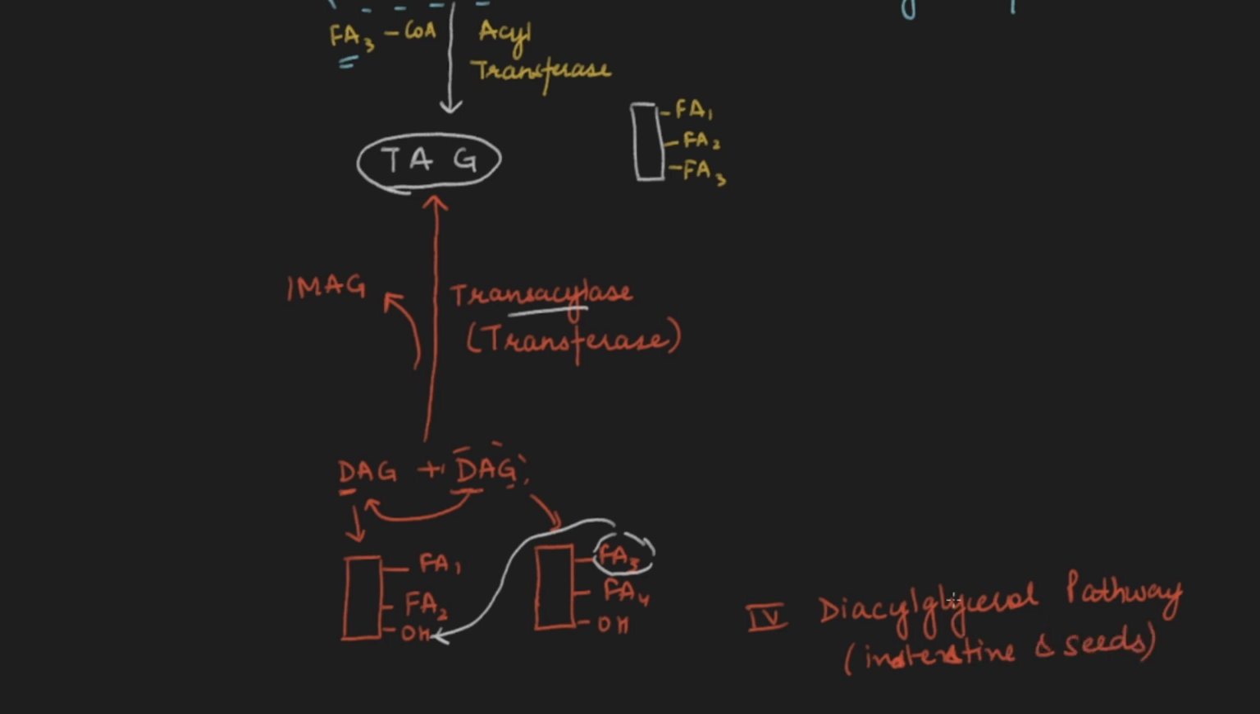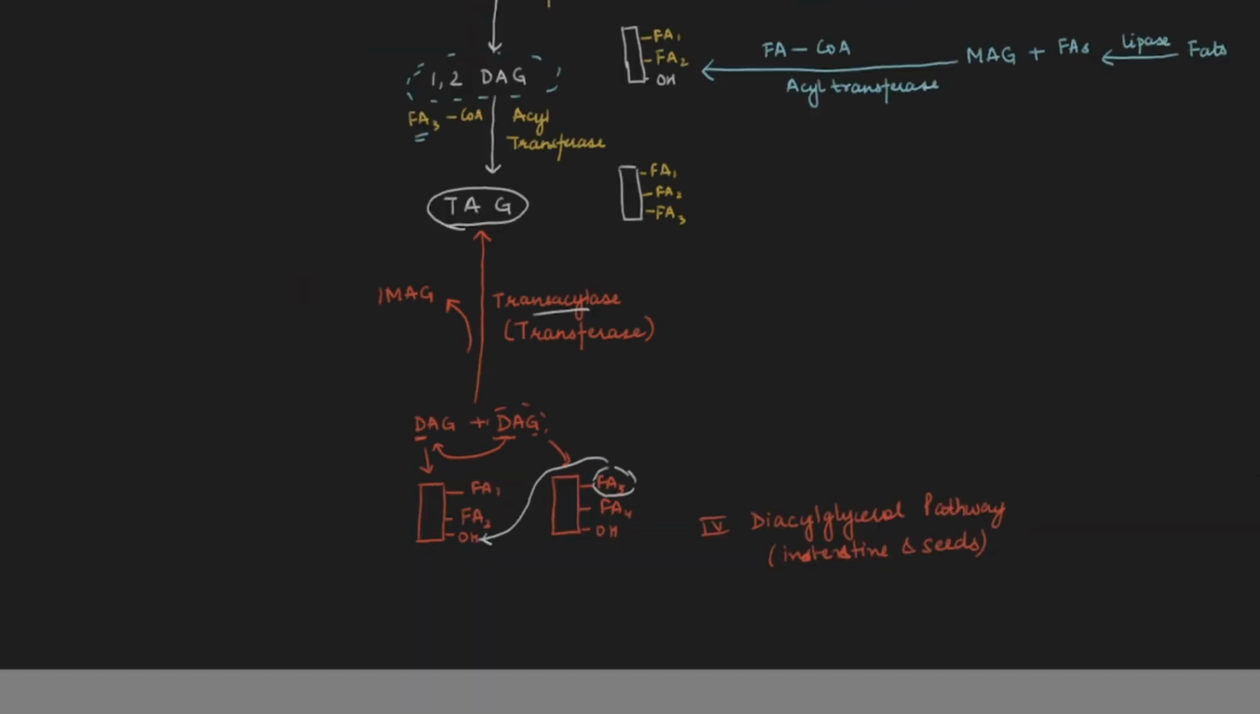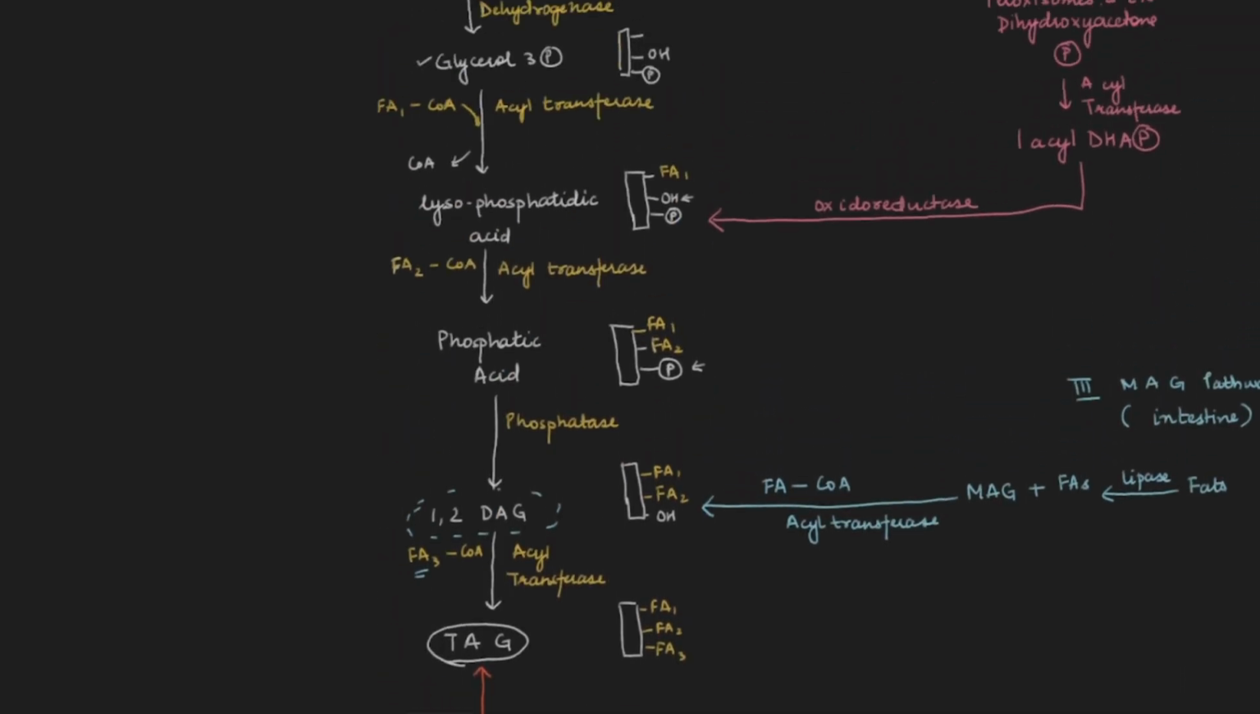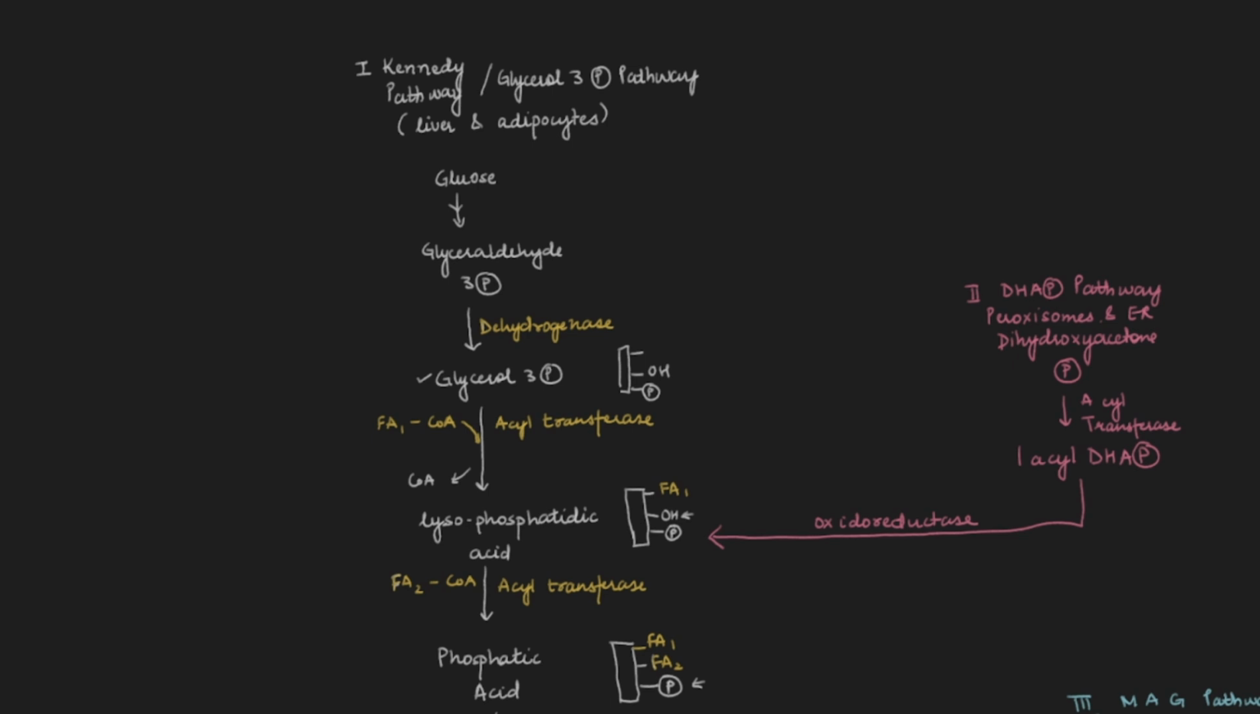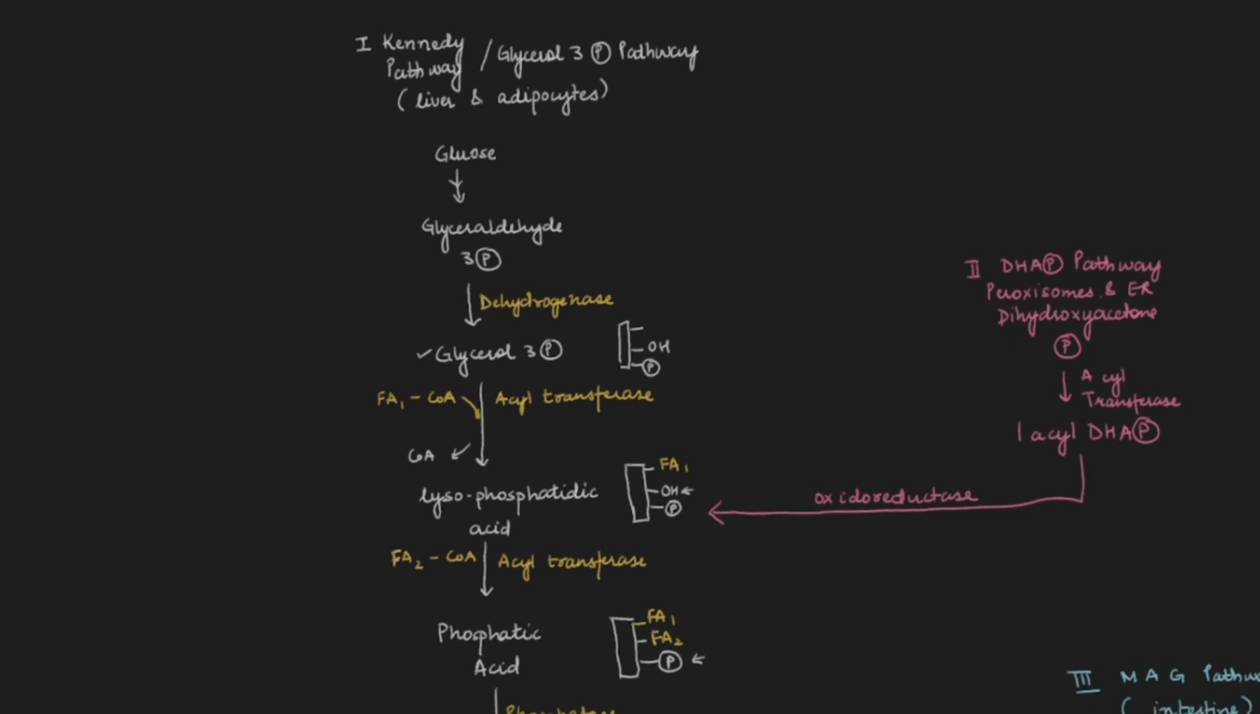So this was all about formation of triacyl glycerol from different pathways. In the next video, we are going to talk about the next class of lipids, which are conjugated or compound lipids.